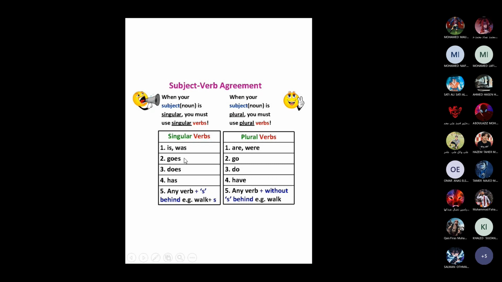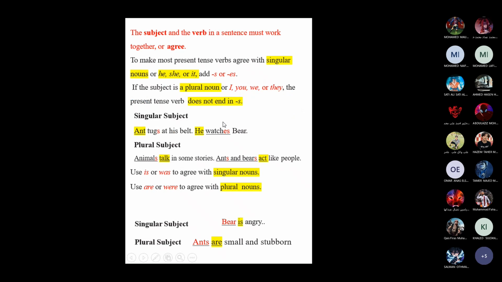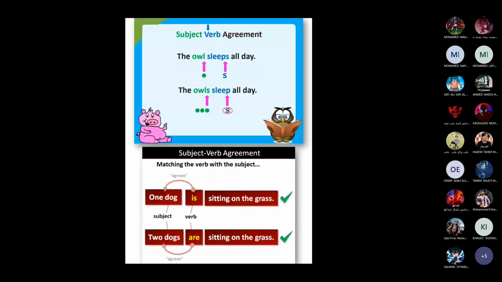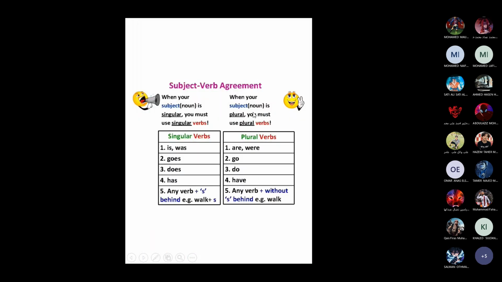Right now, let's look at the definition of subject and verb agreement. The subject and the verb in the sentence must work together, must agree, must shake hands. Most present tense verbs agree with the singular nouns he, she, or it, with s or es. This is other information that can crowd the mind, and I don't want you to worry about it. We explained the main important point in the lesson: if the verb ends in s, its subject is singular. Keep it in mind.